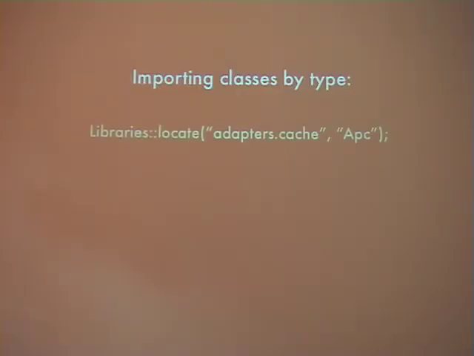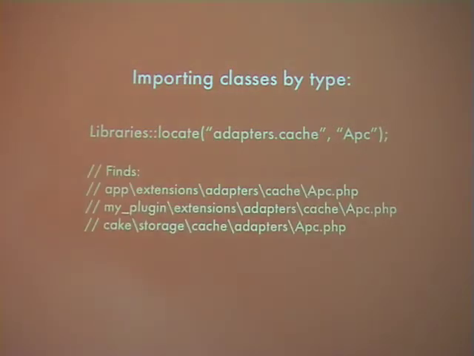Well, let's see here. We have this libraries class and it has a locate method. And locate knows about different types of files. So let's say you want to find a cache adapter called APC. It's going to look in all those places. First it looks at your application to see if there's an APC adapter there. Then notice the plugin path mirroring the application path because they are the same. And finally, we're falling back to the core.